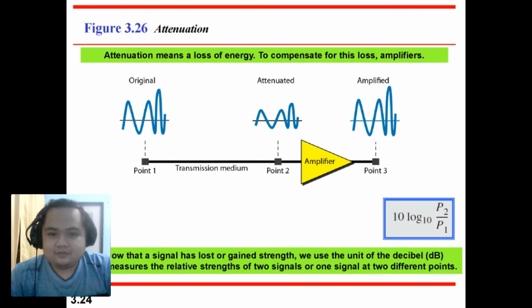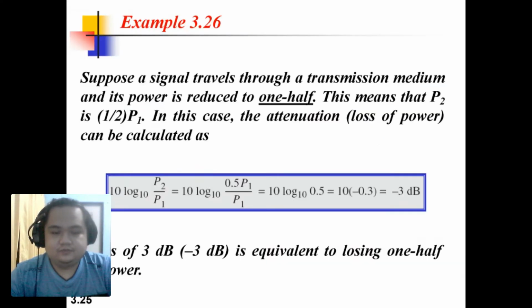Attenuation means a loss of energy. To compensate for the lost energy, we use an amplifier. To show how the signal has lost or gained strength, we use the unit of the decibel. It measures the relative strength of two signals, or one signal at two different points. So we can calculate with this. This is a problem and how we can calculate it.